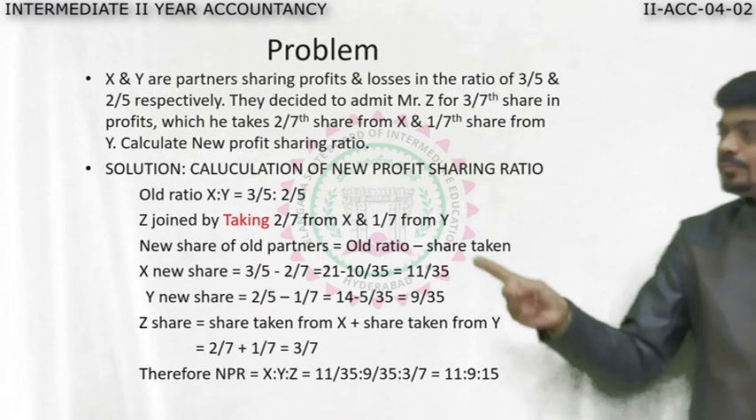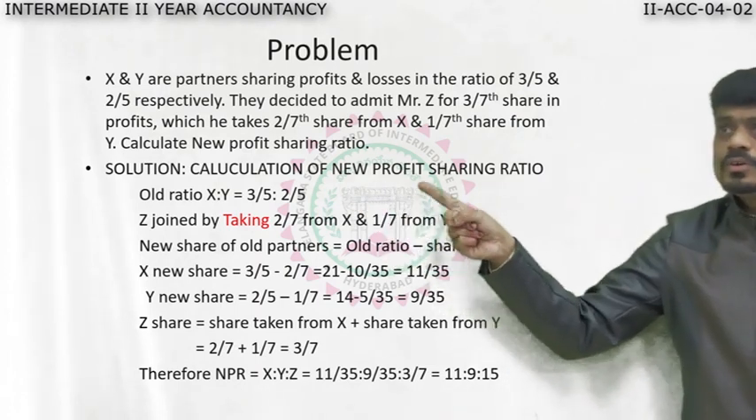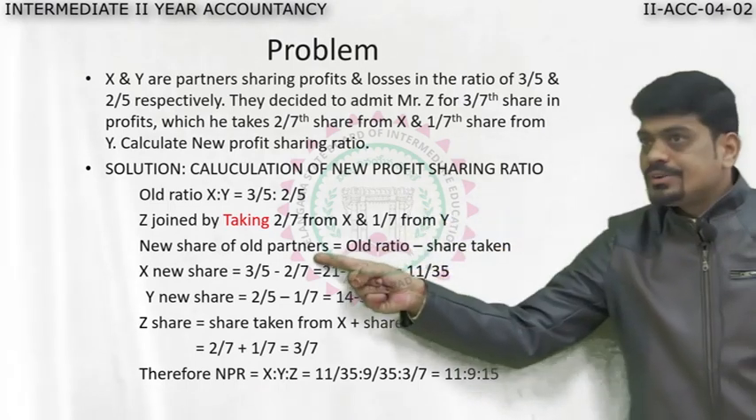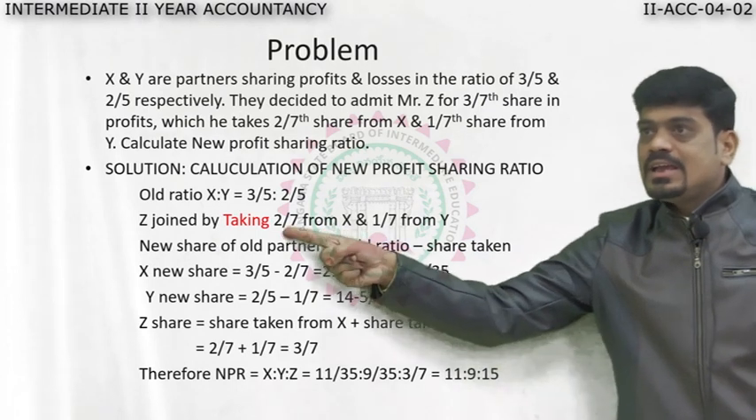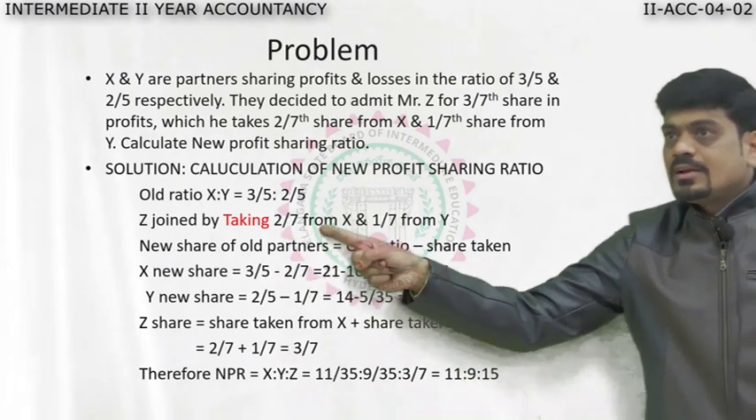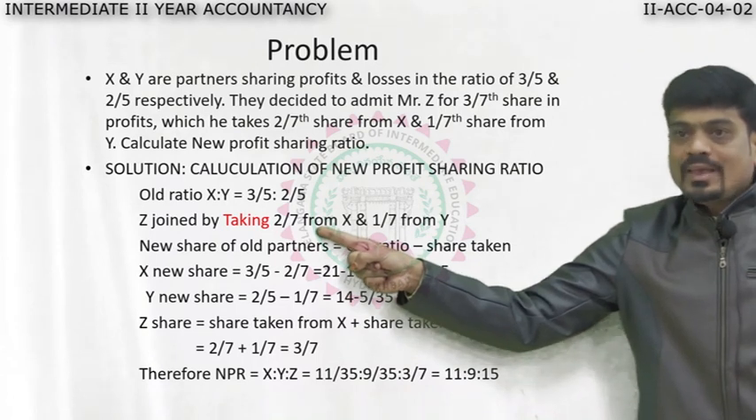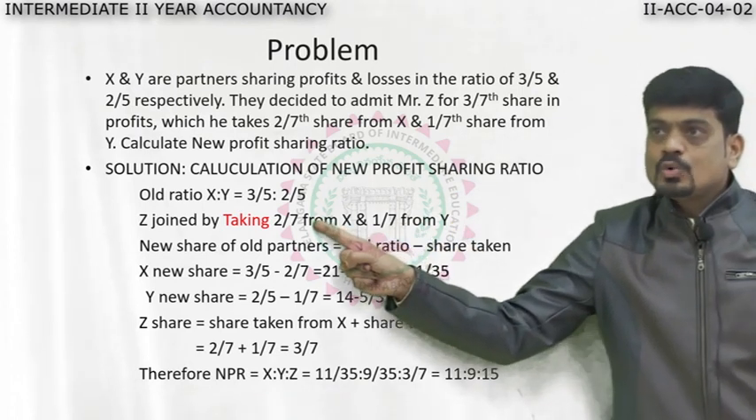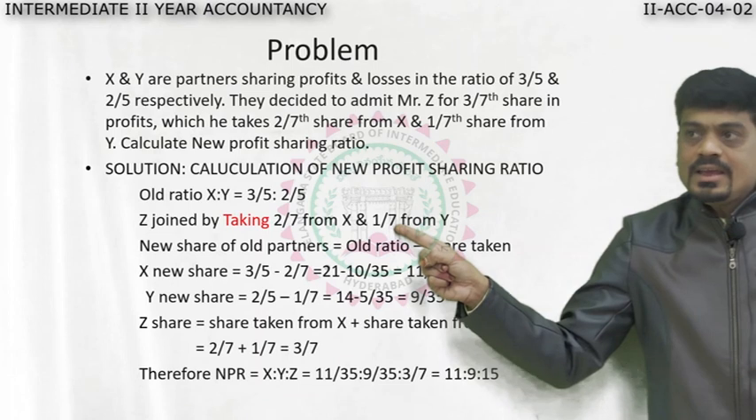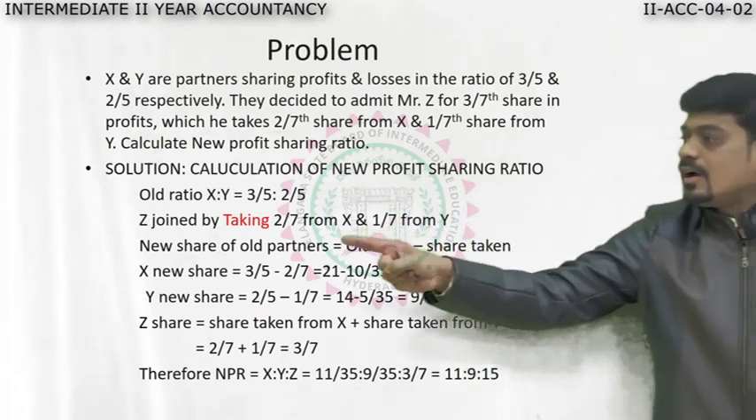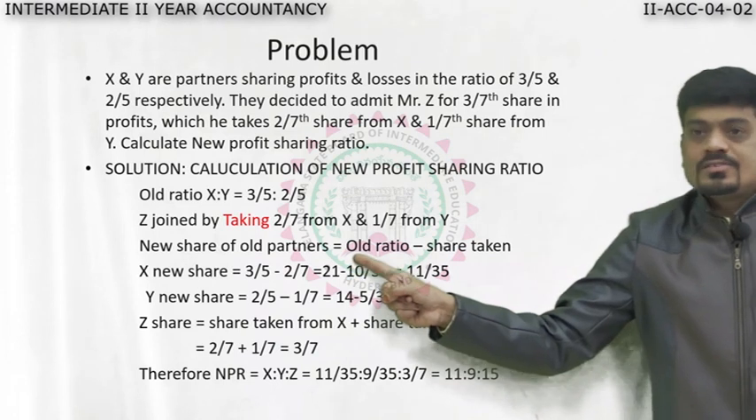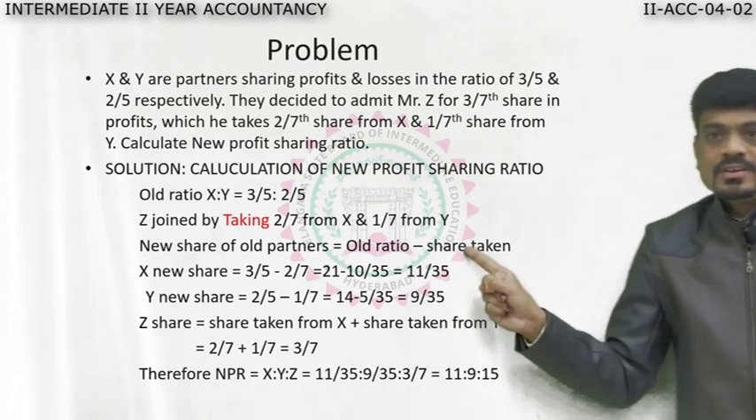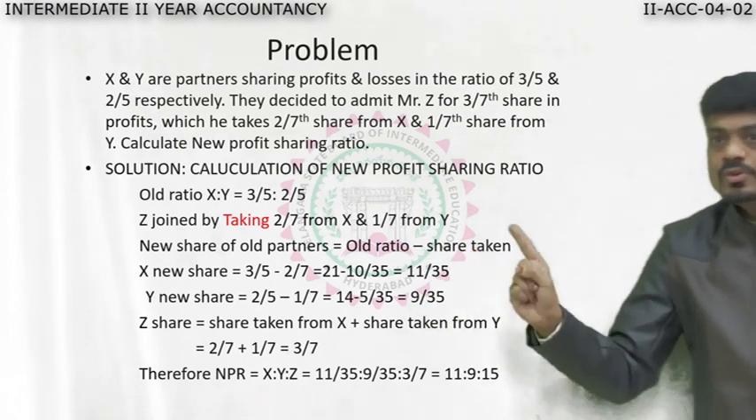So steps you see now. As it is, I wrote old ratio, 3/5, 2/5, nothing but 3:2. Then who joined? Z joined. That is new partner Z joined by taking. I have written in red color. Taken. Taking how much? 2/7 took from X. 1/7 took from Y. Nothing but X sacrificed 2/7 and Y is sacrificing 1/7. Like that, new ratio of old partners. Formula is what? Old ratio minus share taken. Old ratio minus share taken. This is important. So subtraction we will do now.